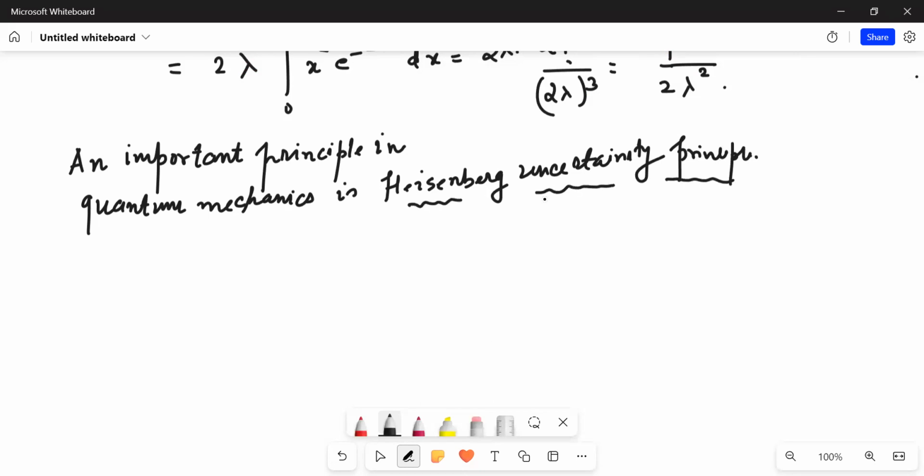And what does it state? It states that the uncertainty delta x, that is in position, and p, their product is always greater than or equal to h cut by 2. Statistically, we write this as sigma x, which is the standard deviation, and this as sigma p, which is standard deviation in momentum. The lower bound is equal to h cut by 2.